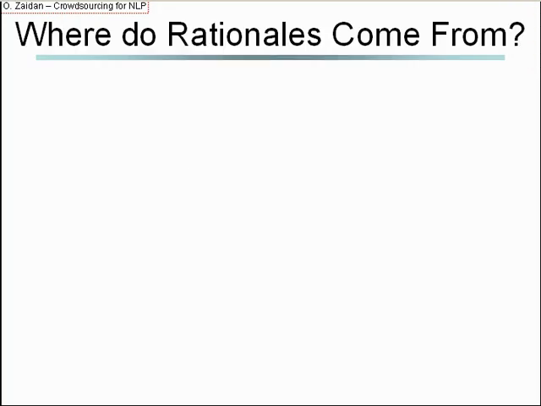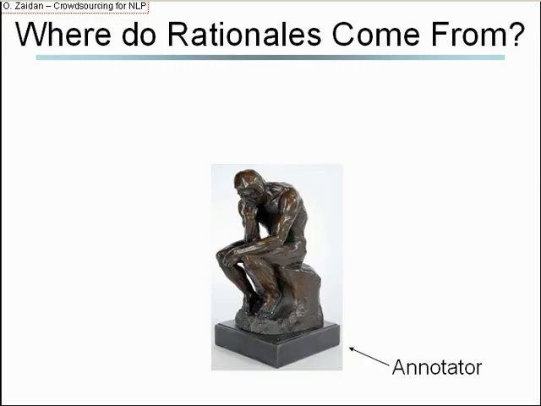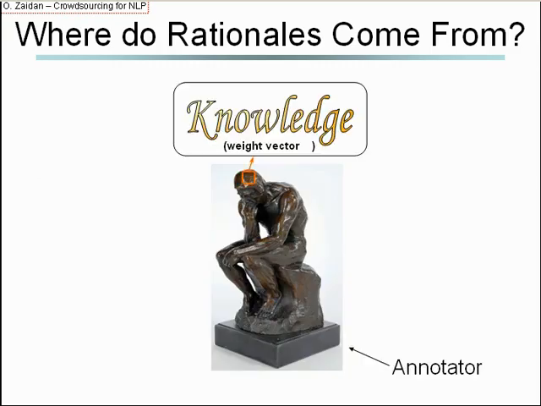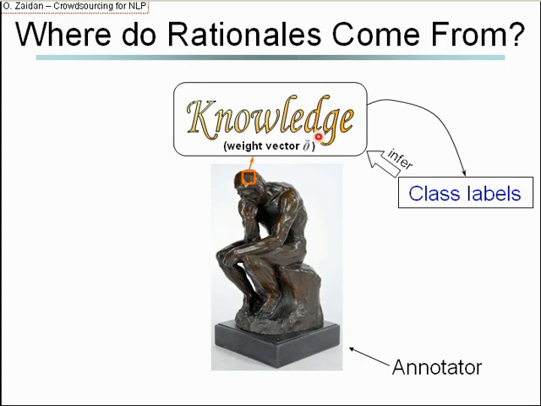The second method for incorporating rationales has more of a generative approach. So let's consider the problem. We have this annotator, and they have this really important wisdom and knowledge, and it's basically the weight vector. It's basically theta. What the annotators do is they use that knowledge to give us the class labels, and then we look at the class labels and try to infer the knowledge back.